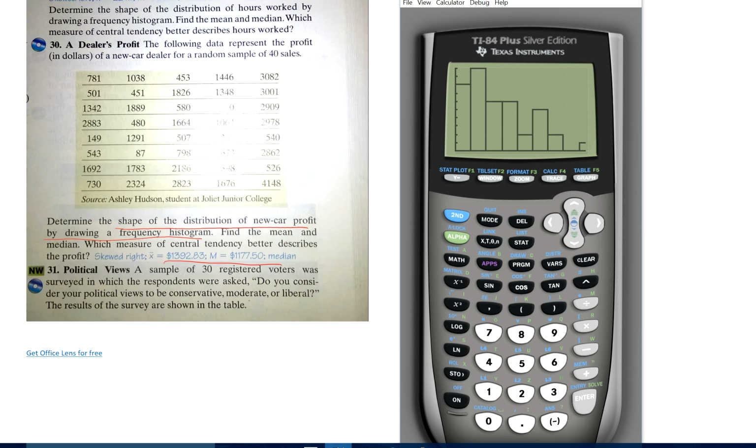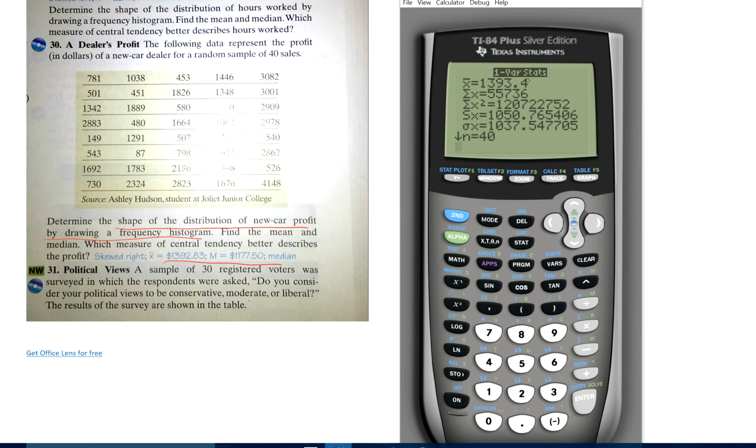So it's skewed to the right, which is what it asks, describe the shape. Find the mean and the median, and which measure should I use? Well, since it's skewed to the right, I should definitely use the median. I'm going to calculate the mean and median, stat calc, and I'm on L1. Calculate. So I got the mean 1393.4, they got 1392.8.